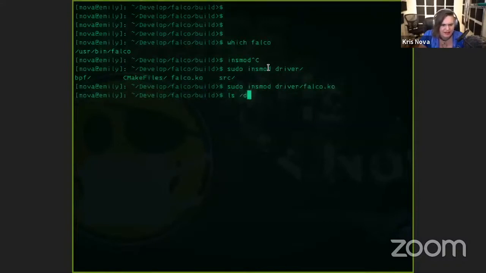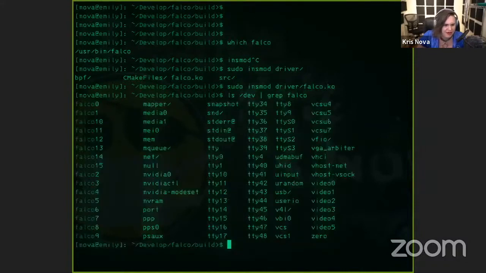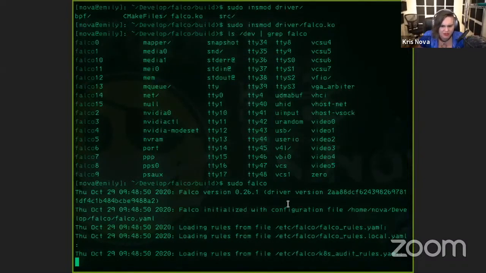And if I list /dev and I pipe that to grep and look for Falco, you can see we have a device driver here on the left. We have falco1, and each one of these is for each of my CPUs here on my local computer. And if I now run sudo falco, you can see the kernel module is initialized. We're running the most recent version of Falco, and it's relatively boring.